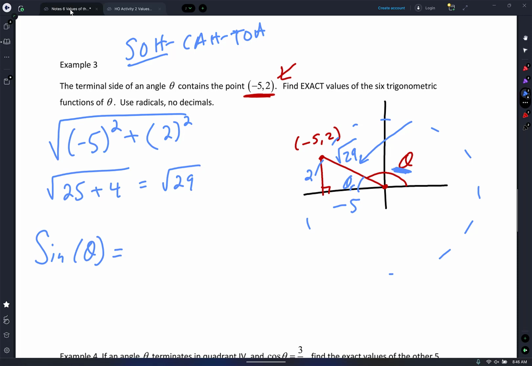Sine of that angle is opposite over hypotenuse. Opposite, use the reference to help you out. What's opposite? 2 over hypotenuse, square root of 29. Does it tell me to rationalize it? No, I'm going to leave it like that. Cool or not cool? Cool.